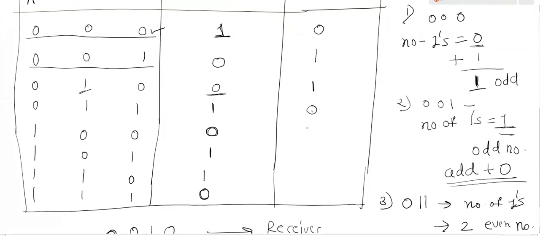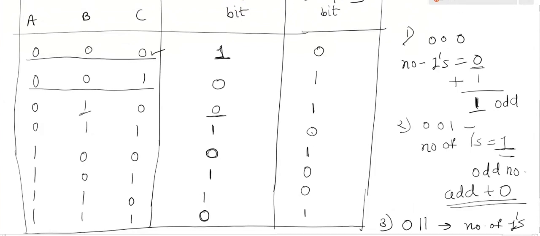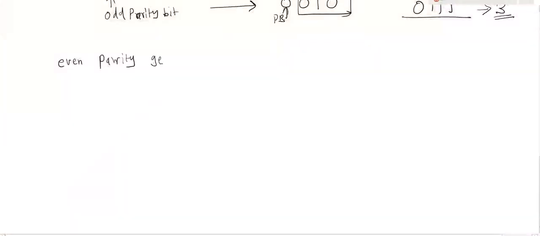Similarly for 1, 0, 0. The even parity bit will be 1. 1, 0, 1. The even parity bit will be 0. 1, 1, 0. The even parity bit will be 0. 1, 1, 1. 3 is an odd number of ones. Now to make the number of ones in the message even, we need to add the even parity bit as a 1. So the number of ones will become 1, 2, 3 and 4, and 4 is an even number. Clear? Odd parity generator and even parity generator. Parity generator.